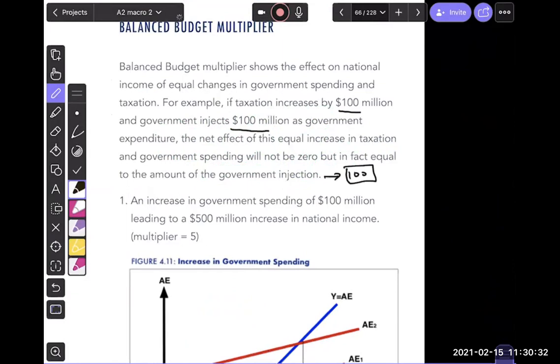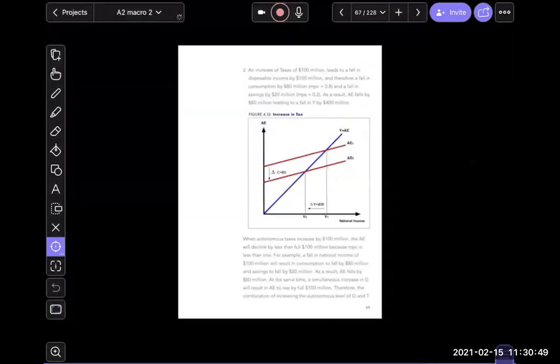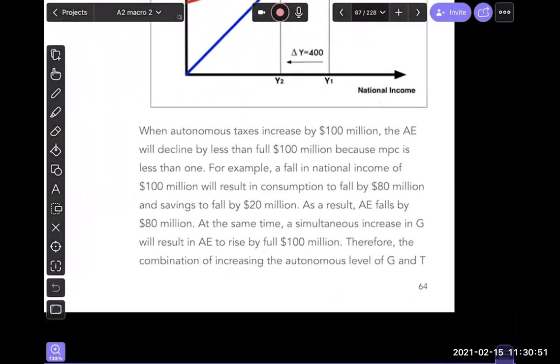So one of the things people will say, oh, if you increase government expenditure by 100 and taxation by 100, the net effect should be zero on income. And the answer is no. Government expenditure has a more powerful effect. Ultimately, there will be a larger impact on income equal to the amount of government expenditure. And I wrote this here that when autonomous taxes increase by 100, the AE will decline by less than the full 100 because the MPC is less than 1.